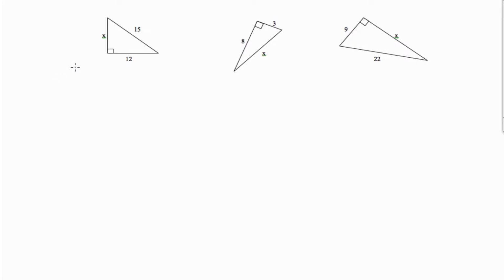Okay, here are the Pythagorean theorem problems from your homework, or from the website. If you got these right, then you don't need to watch this. But if you got them wrong, watch it and figure out what you did wrong.